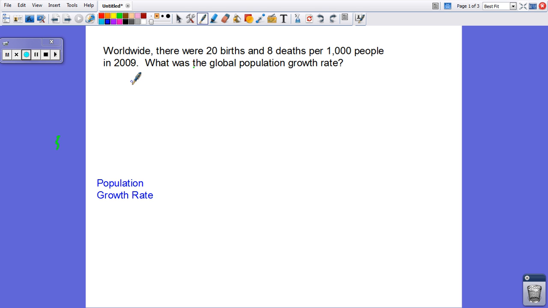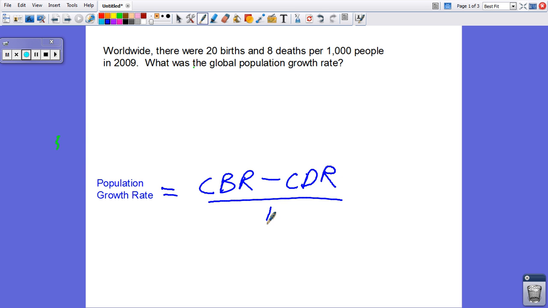Well, we're going to need a formula. So population growth rate is the crude birth rate minus crude death rate, and then we divide it by 10. I'm going to explain why right now.